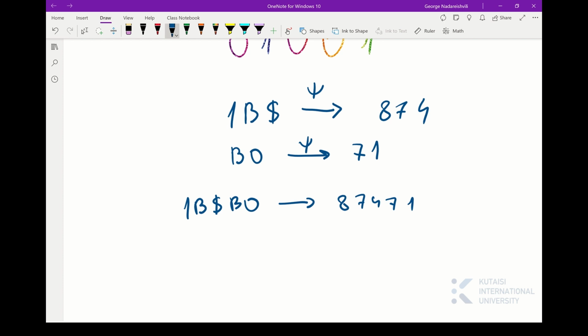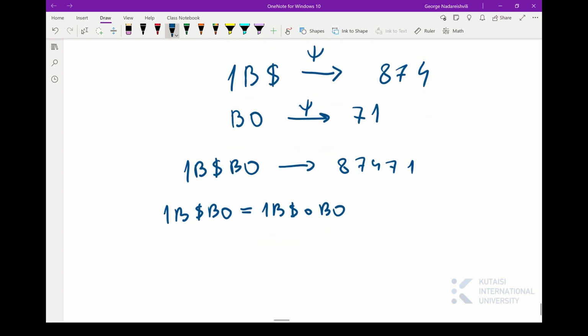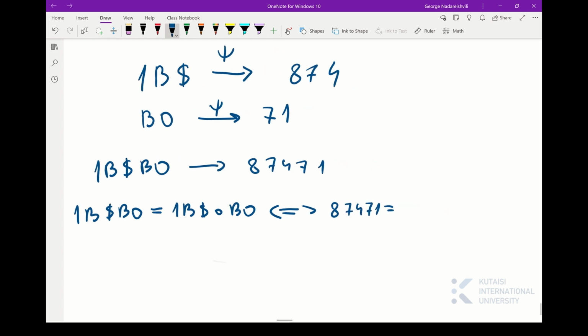Exactly, this is what I'm saying now. What I'm trying to prove is that $1B B0 is a concatenation of $1B concatenated with B0 if and only if I have to say that 87471 is equal to what?